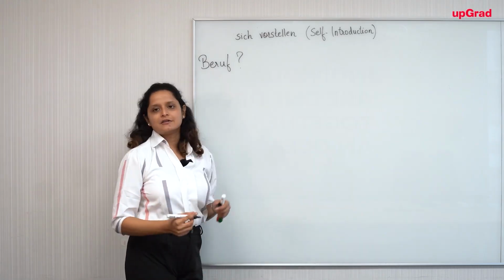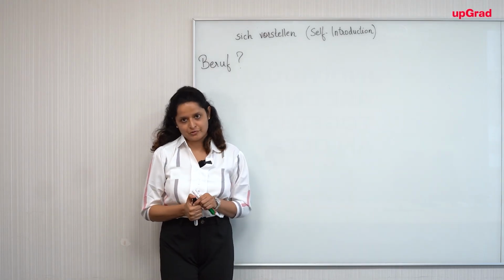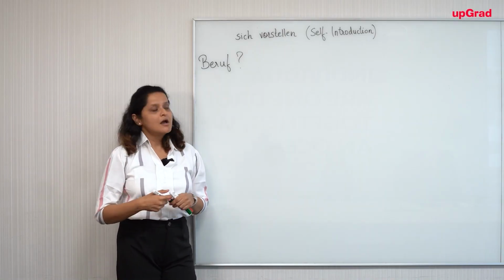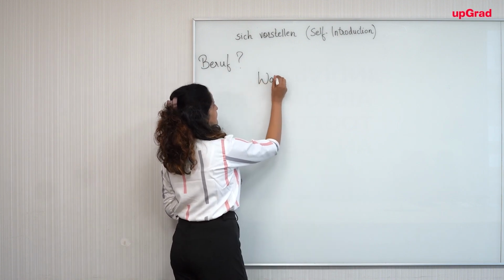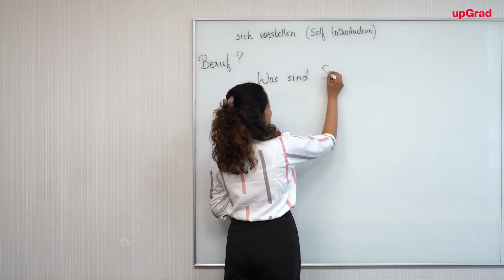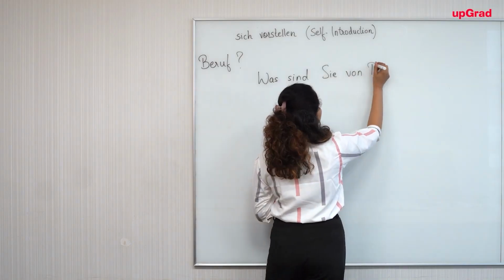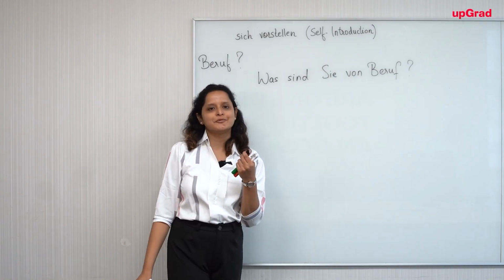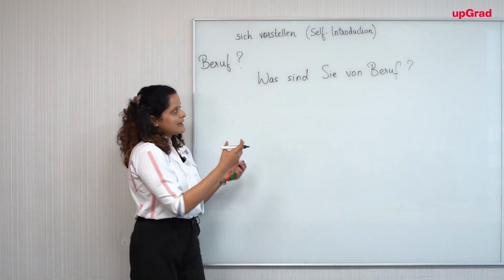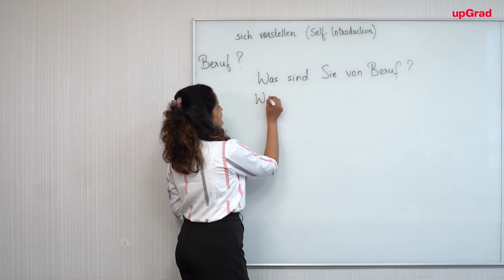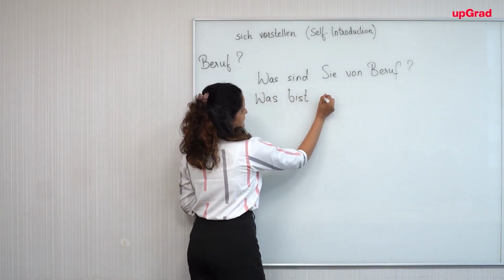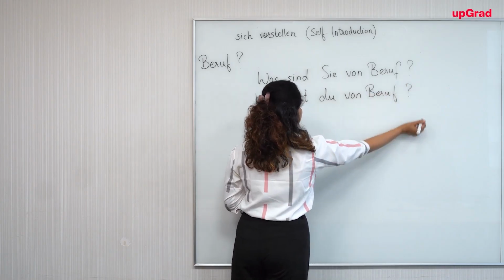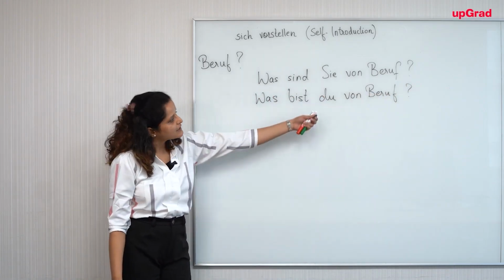Our next point of introduction is Beruf, which means profession. So you can cover your profession in your self-introduction. The question for that is, was sind Sie von Beruf? This is you asking the opposite person, what are you by profession, or what is your profession? Or we can make an informal question with it, that is, was bist du von Beruf? So you are asking this question formally with Sie, informally with du.